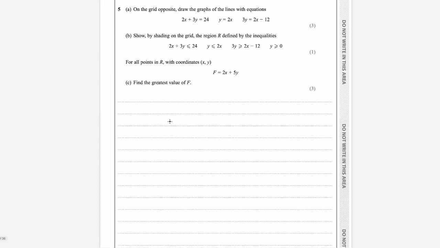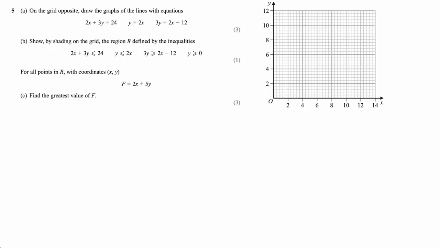Question 5. On the grid opposite, draw the graphs of the lines with equations this, this, and this. Okay, fine. Let's first, guys, do that. Okay, part A. So a few different ways to draw these lines. My preferred method is to get an X and a Y, 2 points for each of them. Okay, so I need XY, XY, XY, for this, this, and this.